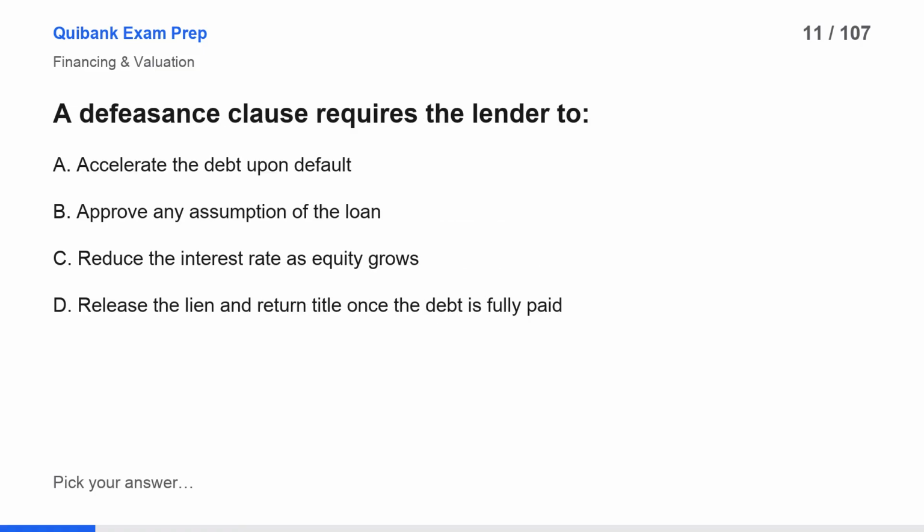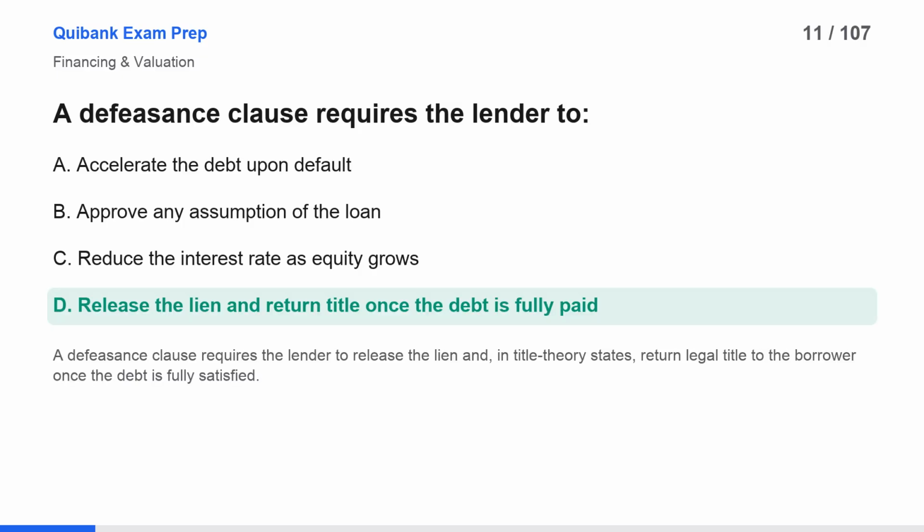Question 11. A defeasance clause requires the lender to A. Accelerate the debt upon default. B. Approve any assumption of the loan. C. Reduce the interest rate as equity grows. D. Release the lien and return title once the debt is fully paid.